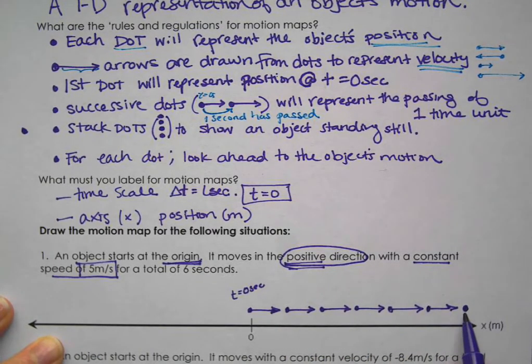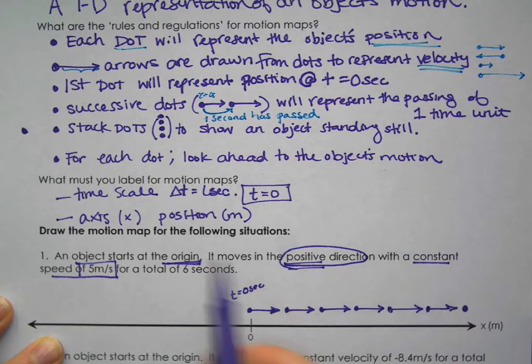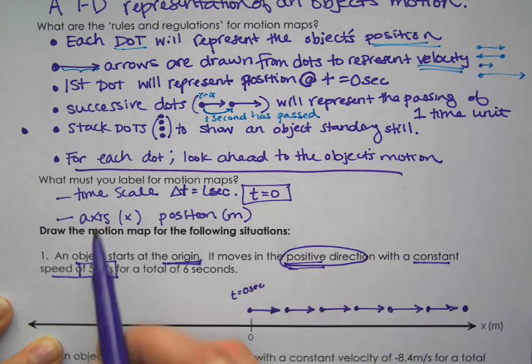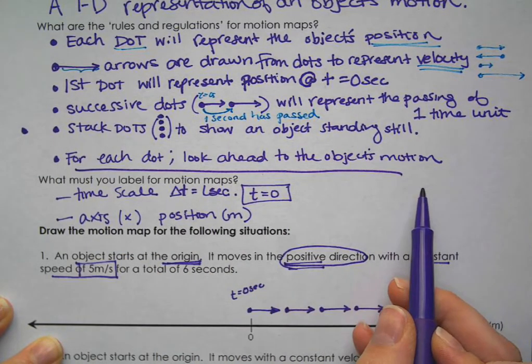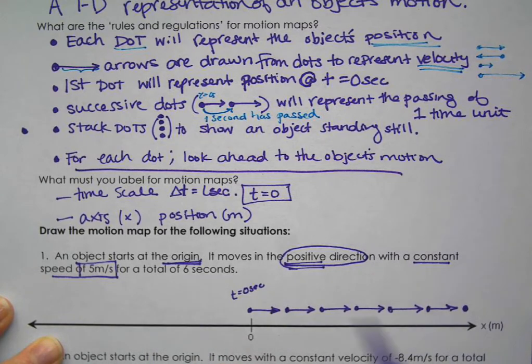If I were to leave that as just a dot with no arrow, you would assume it was stopped. We tend to follow this last rule here that says for each dot, look ahead to the object's motion. So we're just going to assume it's still doing what it was doing after that last second. It's not the biggest deal to talk about it, but I think it makes more sense to see it with an arrow as opposed to without, because we again see that it's stopped.